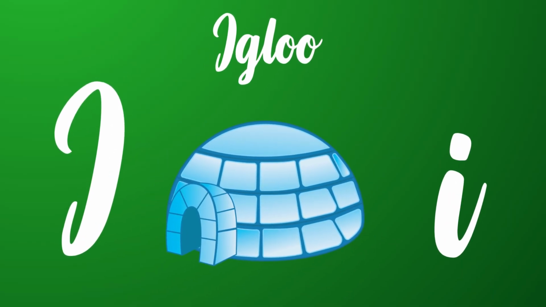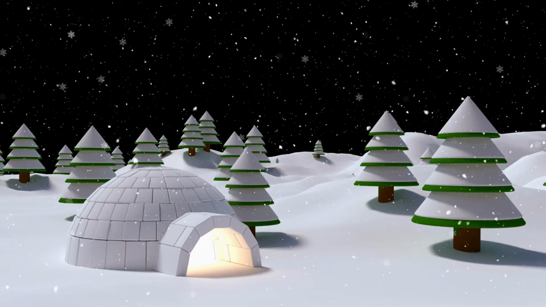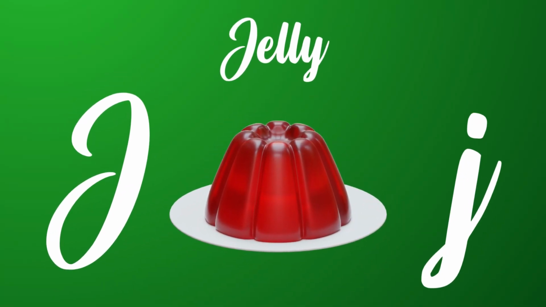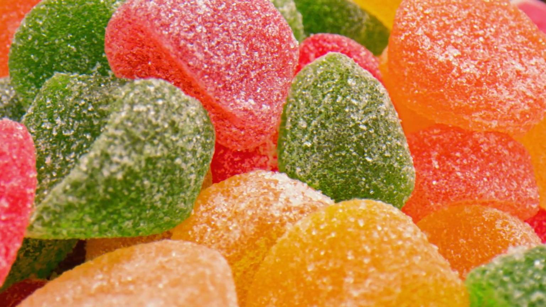I is for igloo, igloo, igloo. I, igloo. J is for jelly, jelly, jelly. J, jelly.